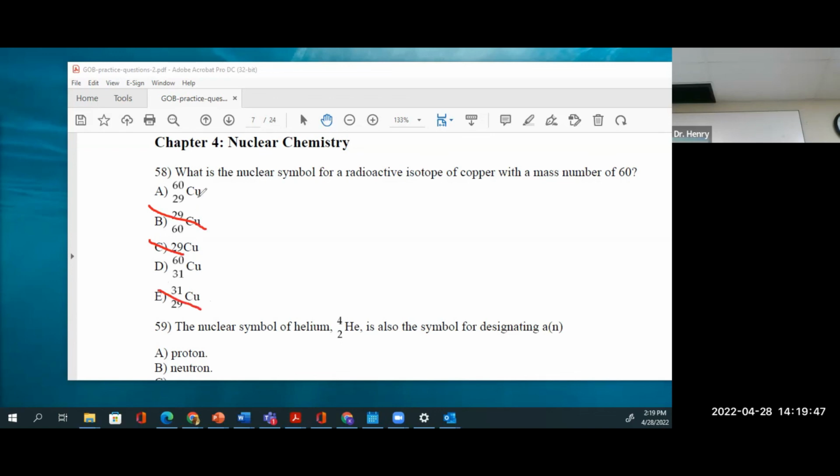There's D and there's A. What was that? So what is the mass? What is the atomic number for copper? Was it 29? So then the correct answer is A. But I wanted you to make sure that you're right.